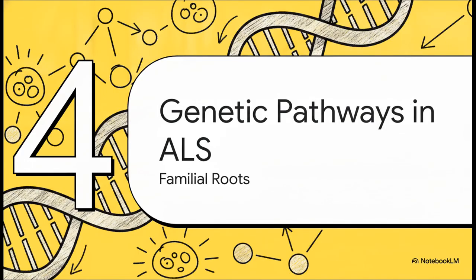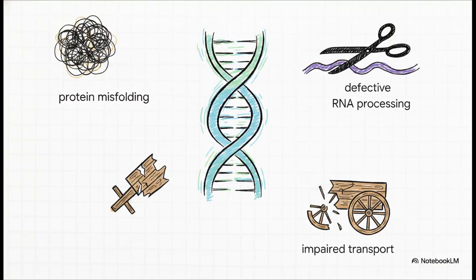Let's zoom in even closer for Section 4, Genetic Pathways in ALS. Now, while familial ALS, often called FALS, only makes up about 5 to 10% of total ALS cases, the specific genes involved give us a massive, really incredible window into exactly how these motor neurons die. Take a look at SOD1. This accounts for about 20% of familial cases and creates this toxic gain of function just from protein instability.